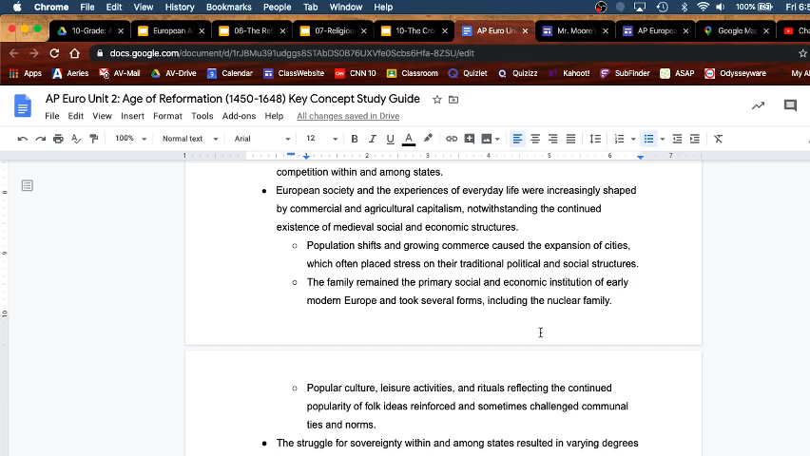The family remained the primary social and economic institution of early modern Europe and took several forms, including the nuclear family. When they say nuclear family, father, mother, kids. If you get beyond that, with aunts, uncles, grandmas, grandpas living in that, that's not the nuclear family, and that becomes the standard in Western Europe. Popular culture and leisure activities and rituals reflect the continued popularity of folk ideals, reinforced and sometimes challenged communal ties and norms. We spent a bunch of time talking about what norms are in previous review sessions. The struggle for sovereignty within and among states resulted in varying degrees of political centralization. The new concept of the sovereign state and secular system of laws played a central role in the creation of new political institutions.